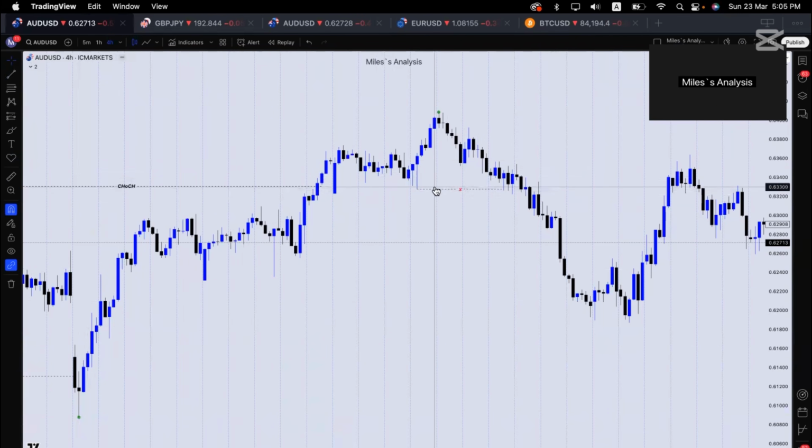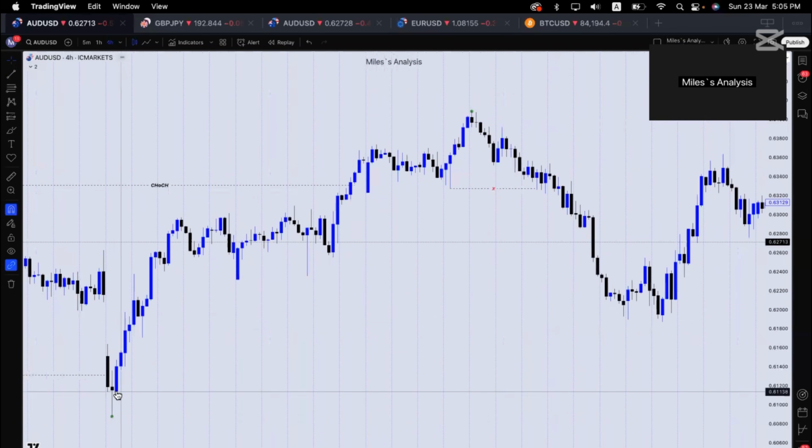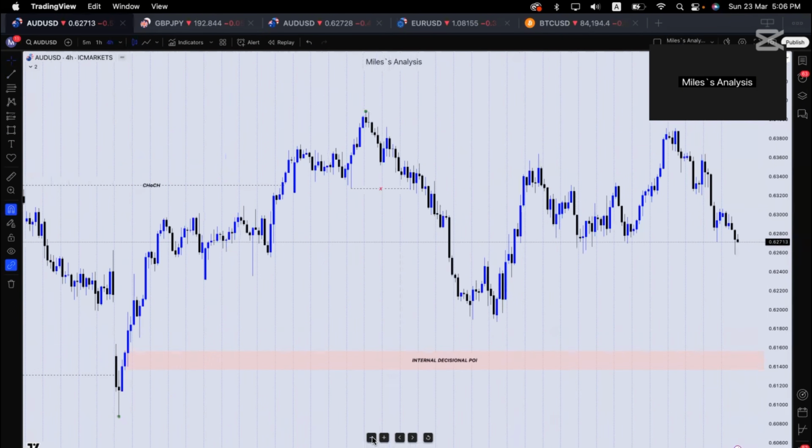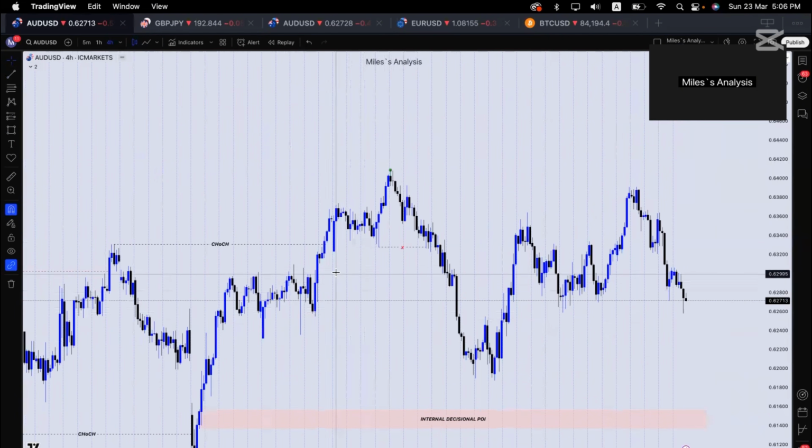So after you identify your inducement, you start to look for your POIs, your points of interest, and you can see that from here this order block was mitigated by this one. So this will be our extreme POI, point of interest, right? To look for bullish moves on the H4 time frame, this will be our extreme, and then the decisional would be this one because you can see it took out liquidity. This will be our decisional POI.